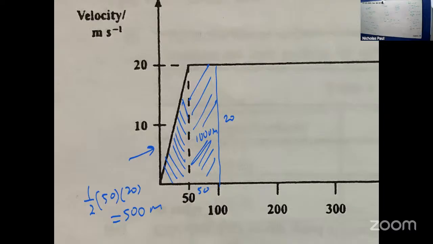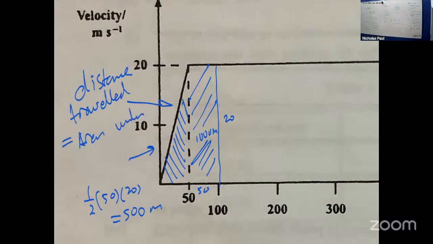So in short, to find the distance traveled on a graph, we find the area under the graph. So you find the area under the graph. So the answer is 500. Half of 1,000. All right?